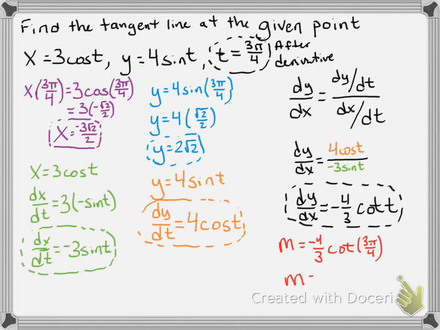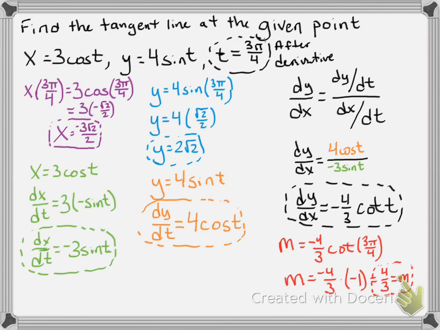So, negative 4/3 times cotangent of 3 pi over 4. Well, again, 3 pi over 4 is in the second quadrant. The cotangent will be negative in the second quadrant, and the cotangent of 3 pi over 4 is negative 1, which means that my slope is simply equal to positive 4/3. I now have all the pieces that I need. I have my x value, negative 3 times radical 2 over 2. I have my y value, 2 times radical 2. I have my slope, positive 4/3.